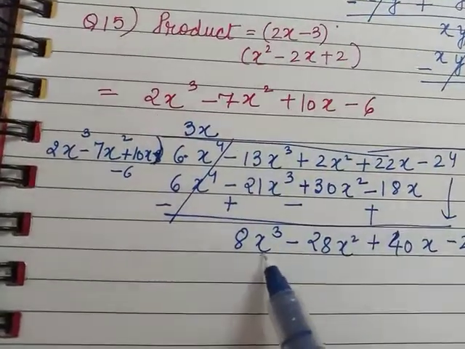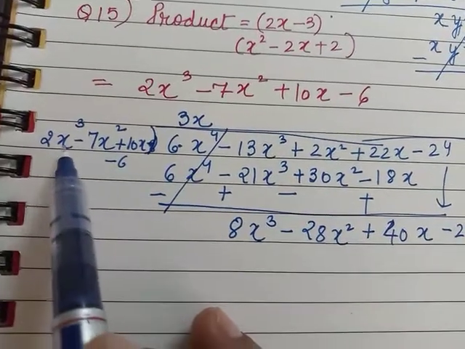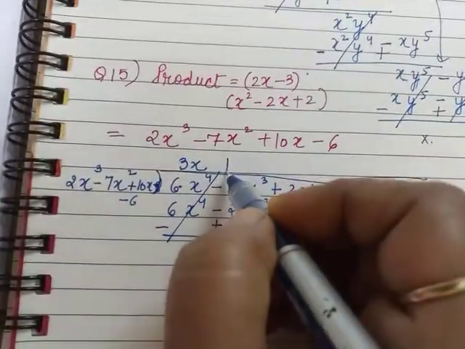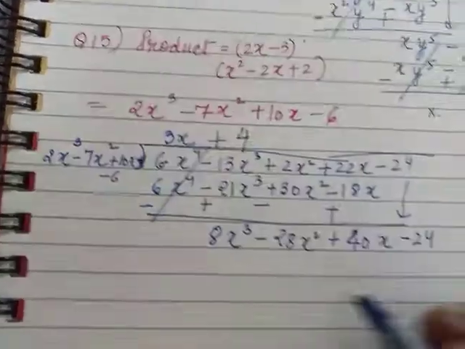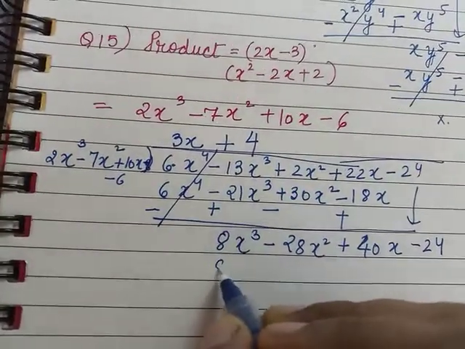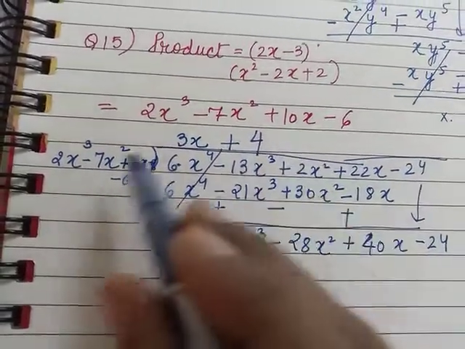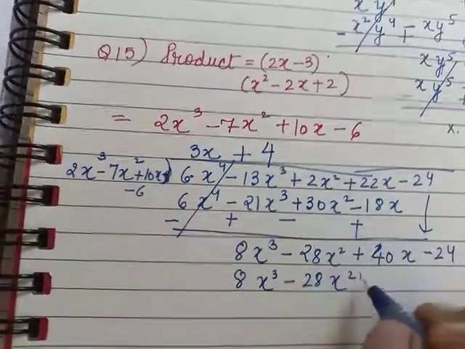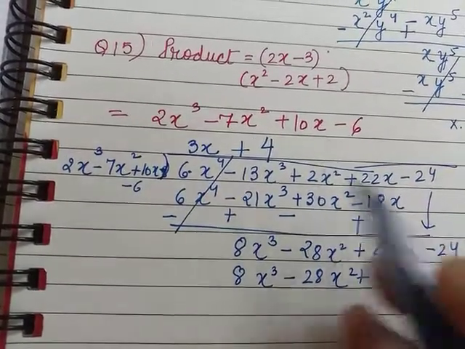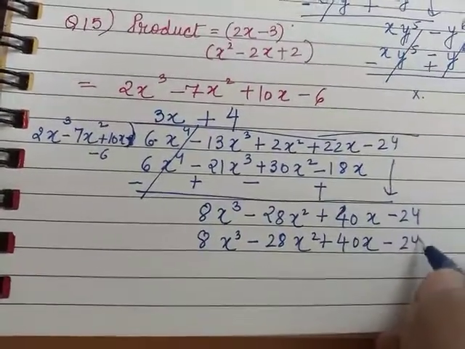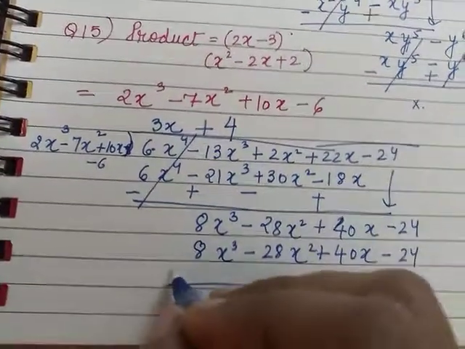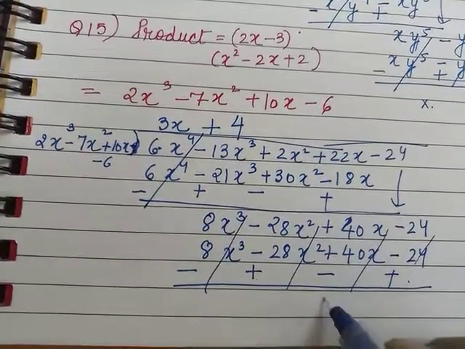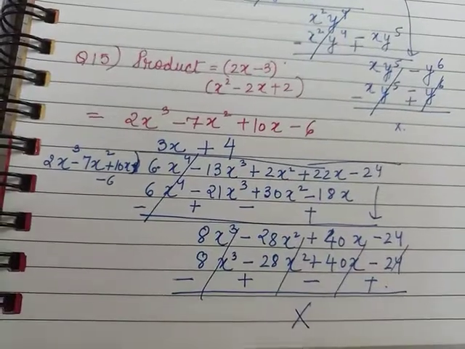Now we have to eliminate 8x cube and we have 2x cube here. So what is to be multiplied? Only 4 is required to multiply. So I multiply it with plus 4. So what do you get on multiplication? 8x cube minus 28x square plus 40x minus 24. Now we subtract them. For that we change the sign. So all gets eliminated. This way we have completed the division.